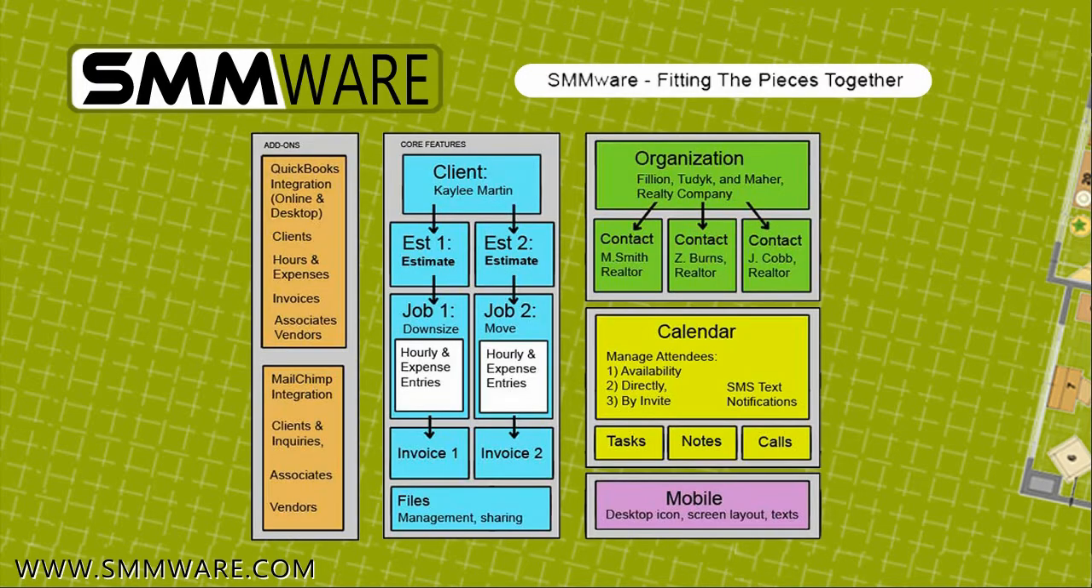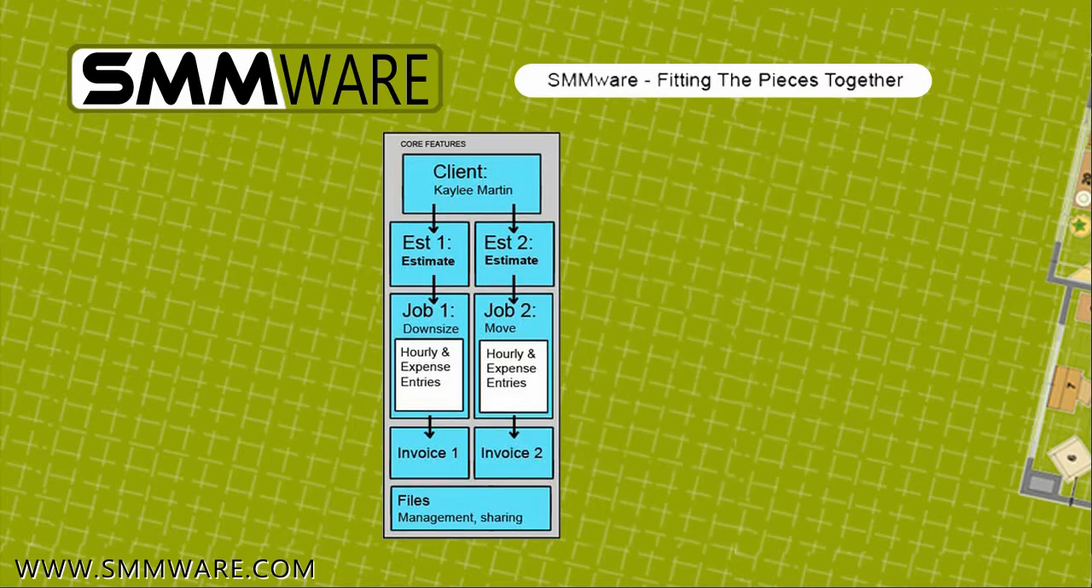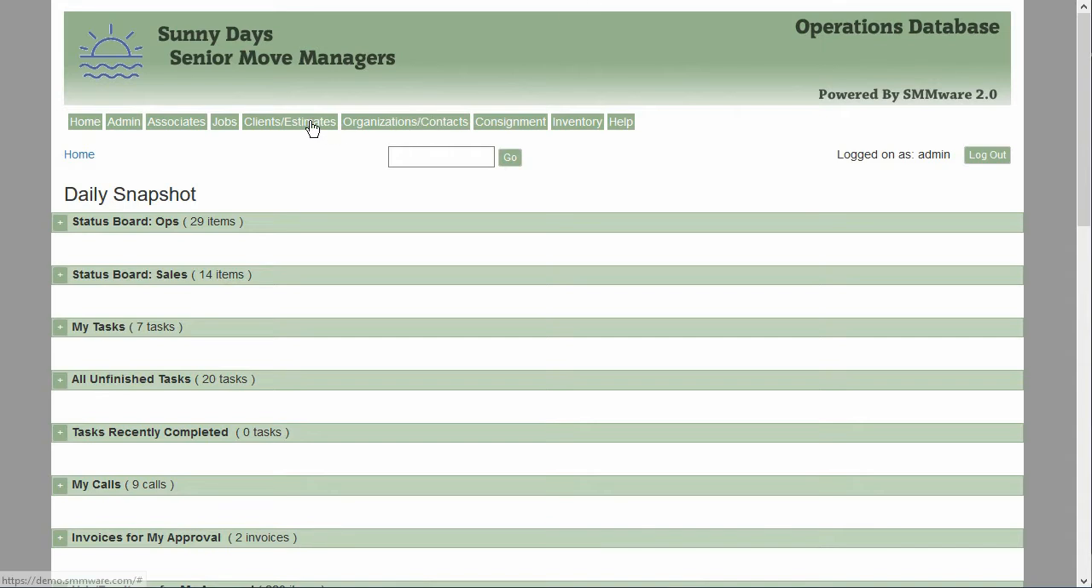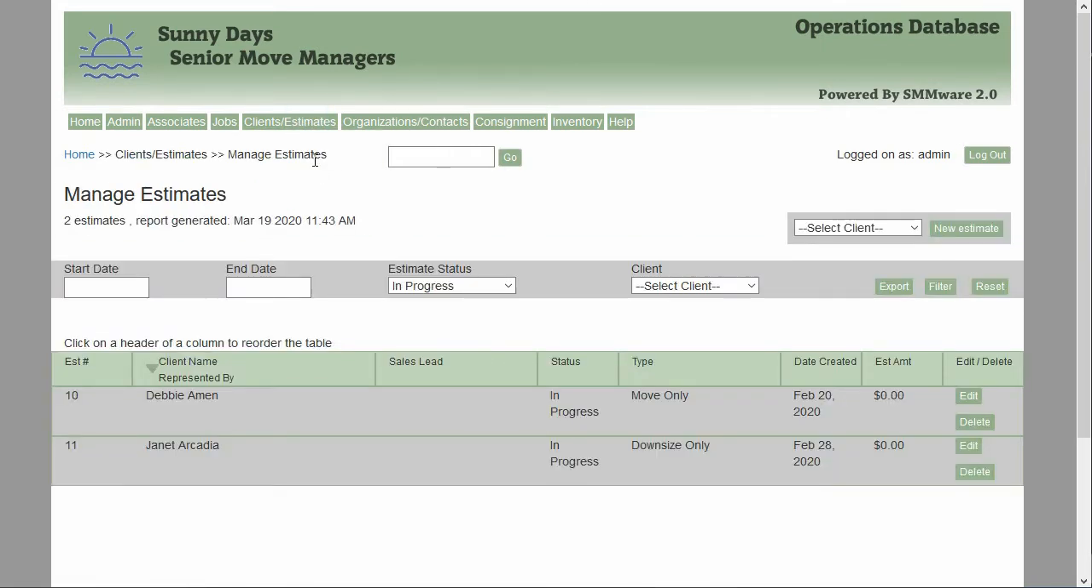Below is a diagram of the various functionality within SMMware. Today we will be looking at the core features, touching on clients and jobs, but focusing on estimates. We'll start here in the estimation section. We will already have a client profile in place, whether it's a new or returning client, an area where you can store the client's name and phone number and so on.